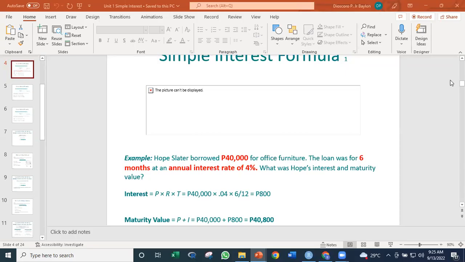Today we're going to continue our discussion on simple interest and move on to simple discount. Okay, so last time we said that simple interest is easy to recall. The formula is simply interest.